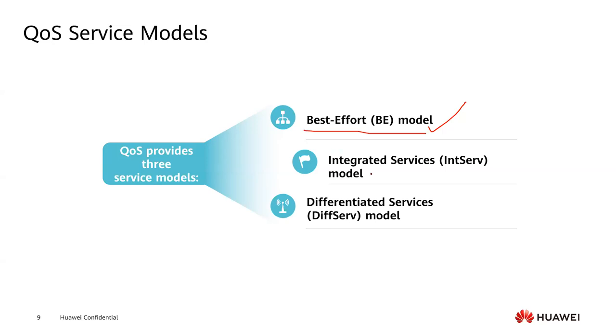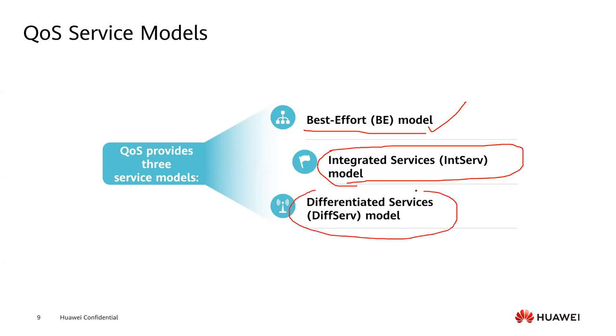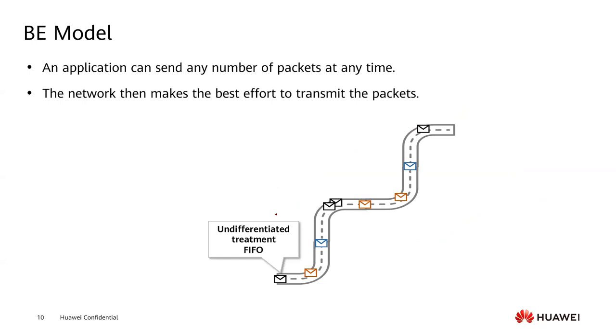The second model for the QoS is the integrated services model. The integrated services model basically means that I can claim some tunnel first, some path first, and later the traffic will be forwarded along this path. And then the last model for the QoS is the differentiated services model, the DS model. This model is the most widely used in our network. So most of the time when we talk about the QoS, we mean this model, the DS model. Okay, so let's look at those three models one by one.